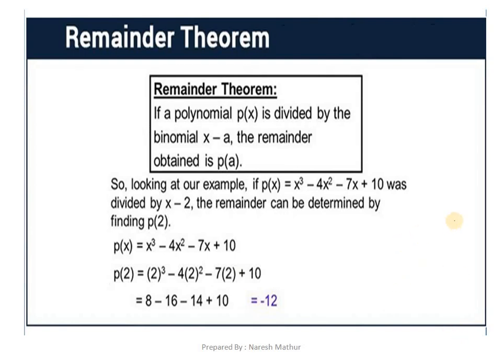Suppose we are given a polynomial x cube minus 4x square minus 7x plus 10. Now we need to divide it by x minus 2. Suppose we need to find what the remainder of this polynomial would be if we divide it by x minus 2. The only possible way we have is going with long division. We need to divide x cube minus 4x square minus 7x plus 10 by x minus 2, and do the long division. But the remainder theorem gives us the privilege to find the remainder directly.